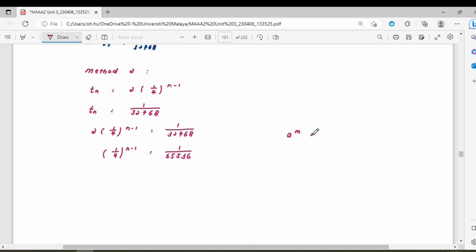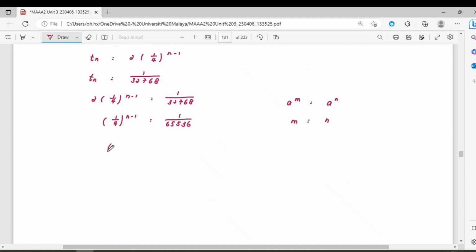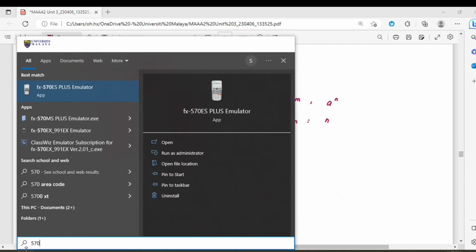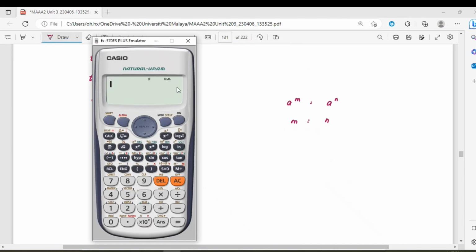In indices, I believe in secondary school you learned this before: for the law of equality, we need to have our base the same, then only can I say that the power is the same. This is what we learned in the law of indices, right? So what I need to do here is find in my calculator that 1 over 4 to the power of something is going to give me 1 over 65,536. There's no shortcut to do it, which means you will just be trying out in your calculator until you can get this value.